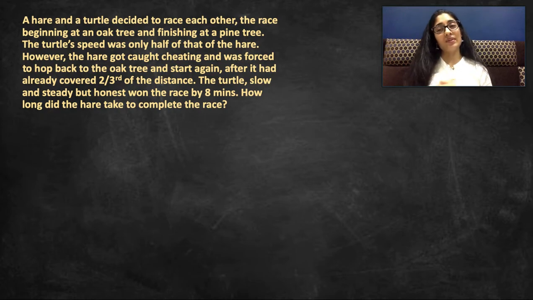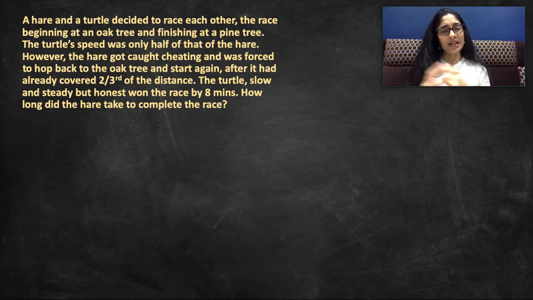Moving ahead with one nice question of races. A hare and a turtle decided to race each other, the race beginning at an oak tree and finishing at a pine tree. The turtle's speed was only half of that of the hare. So note this. However, the hare got caught cheating and was forced to hop back to the oak tree and start again after it had already covered two-thirds of the distance. The turtle, slow and steady but honest, won the race by 8 minutes. So how long did the hare take to complete the race?